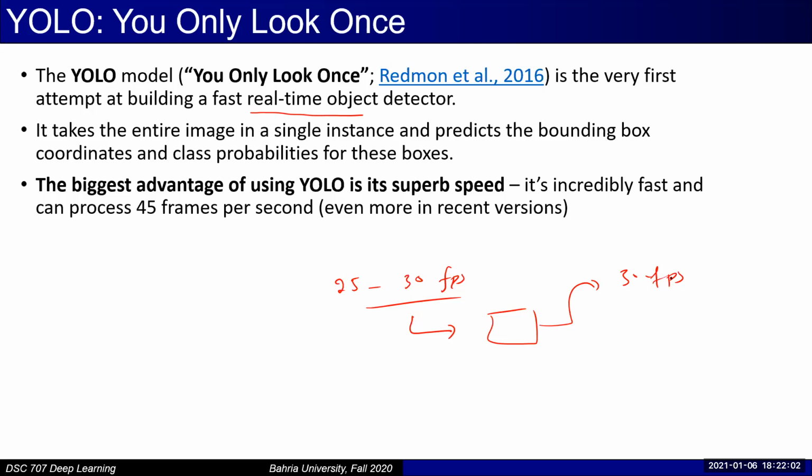So the initial version of the YOLO could process more than 30 frames per second, right? It could process 45 frames per second, and later on some enhancements were made, and today if you download the latest version, it would be even more than 45, right? I think it's more than 50 something. I don't know the exact number, but you can check from the paper, which is very good, right? But of course with a slight compromise on the accuracy.